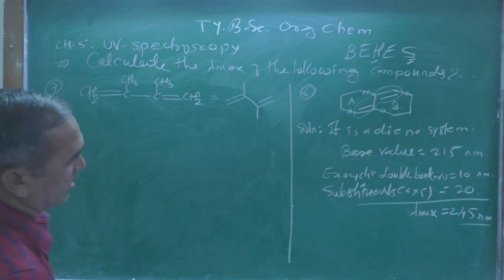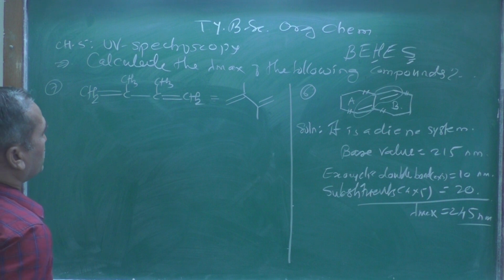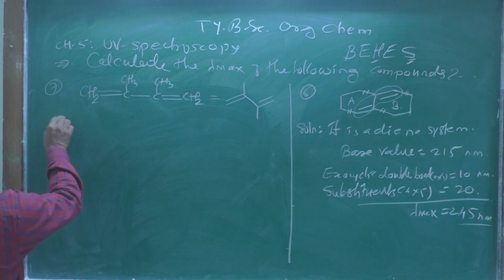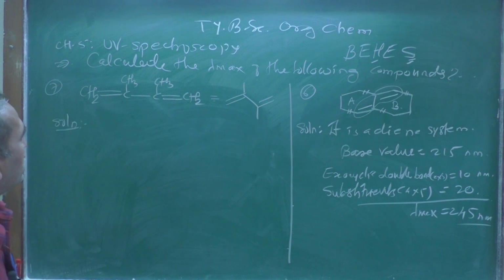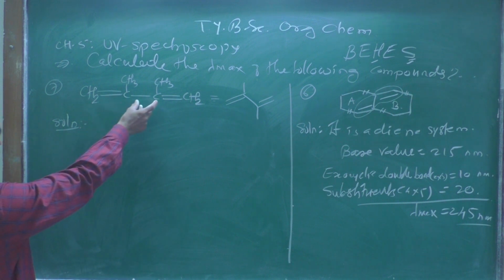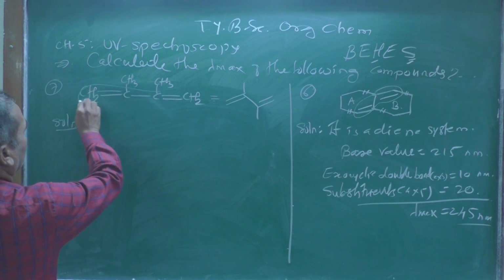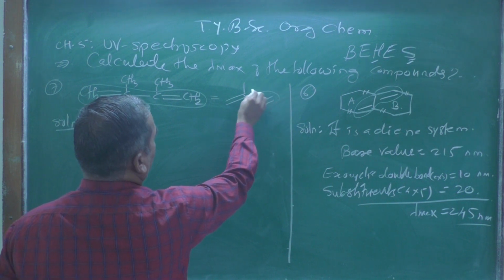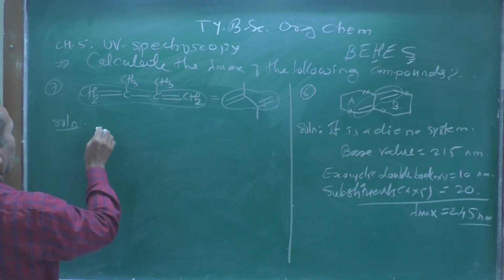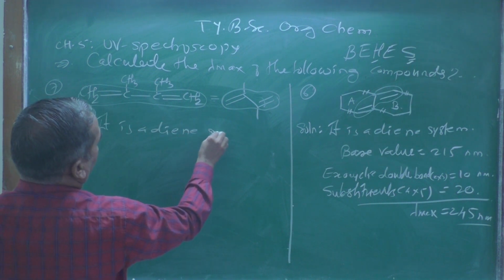How much is the lambda max? You can calculate over here. So let's begin. What is our first step while solving the problem? First, you identify whether a diene system is present or not. Look at here: carbon-carbon double bond, single bond and double bond. Yes, it is a diene system, and then you can mark it like this. This one is a diene system, right?